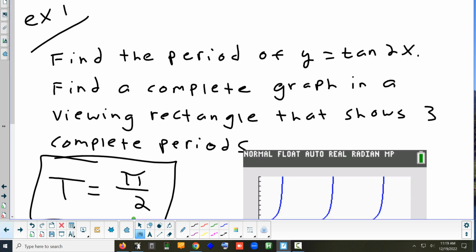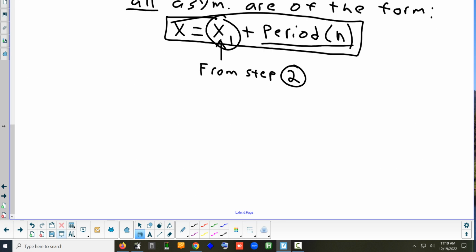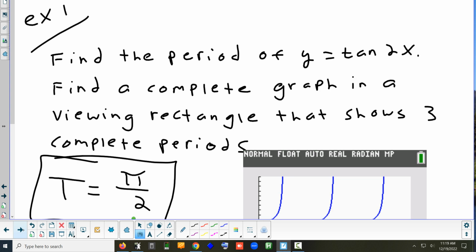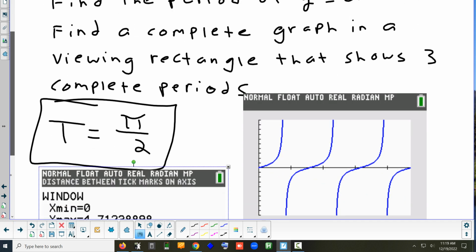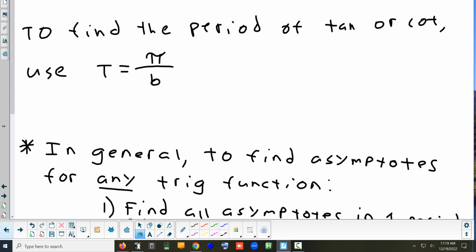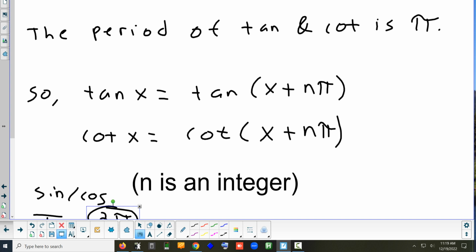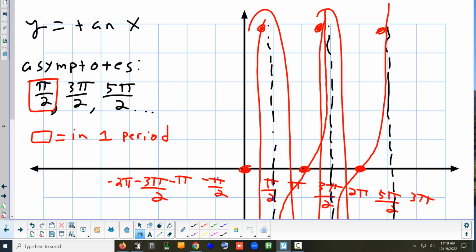I want to go back to the asymptote thing for 1 second. We're going to practice more, but I want to try one with tangent first, because tangent's easier because there's only 1 asymptote per cycle. Now, let's take this one. Tangent 2x. Let's think of, for tangent, one of the original asymptotes. If you don't know, we can go back. But tangent has an asymptote. Let's take pi over 2. That is one of the original asymptotes. Pi over 2.